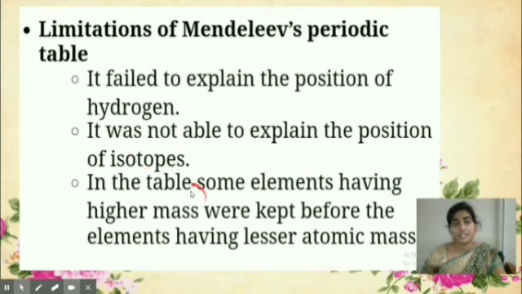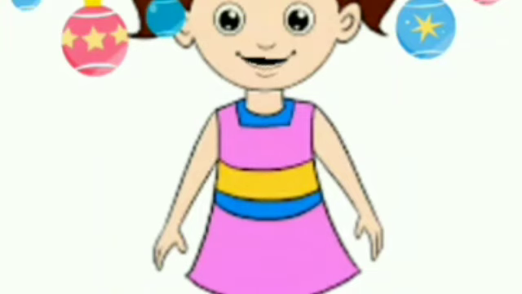Okay, students, in today's class, what have we learned? We have learnt a new lesson, that is periodic classification of elements. Under that, we have learnt an introduction to periodic classification of elements and what classification of elements is. Then Dobereiner's triads, Newlands' law of octaves, and finally Mendeleev's periodic table and its limitations.